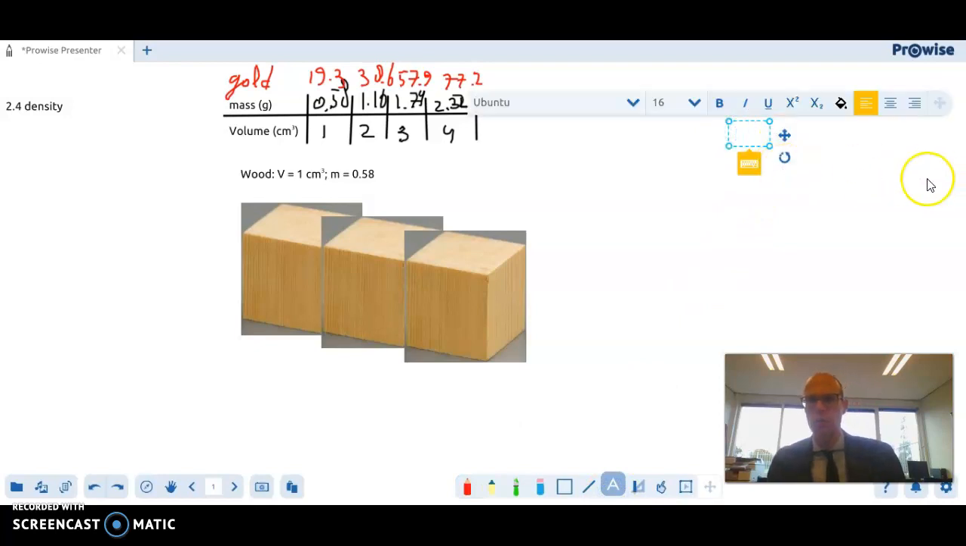Okay, so let's make a note out of this. Density is the mass per unit of volume.